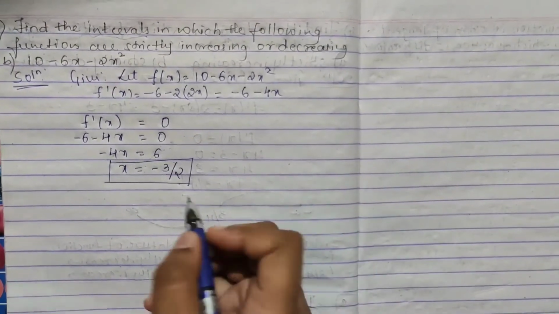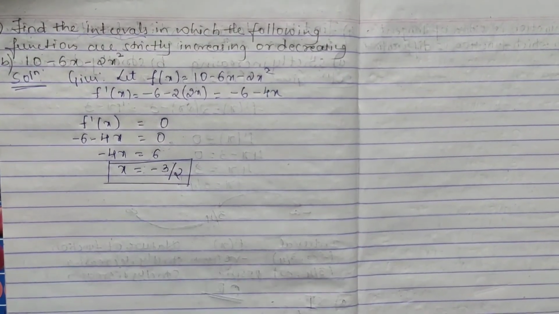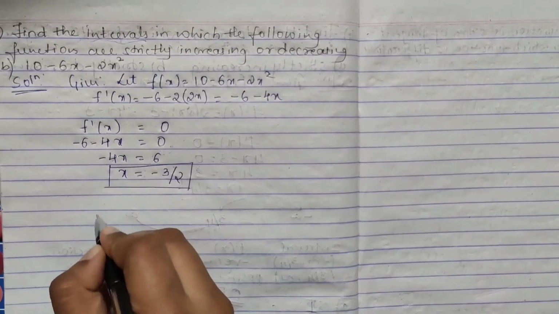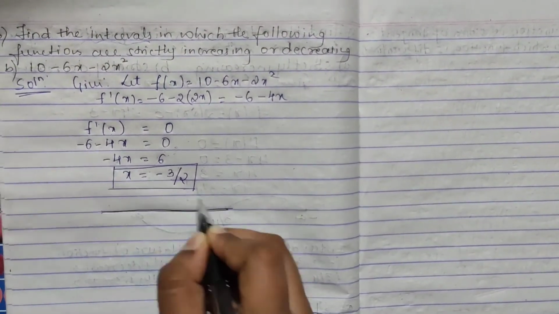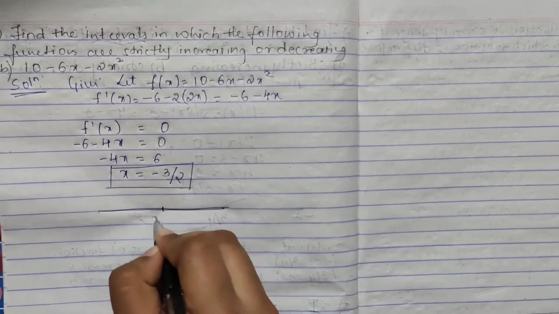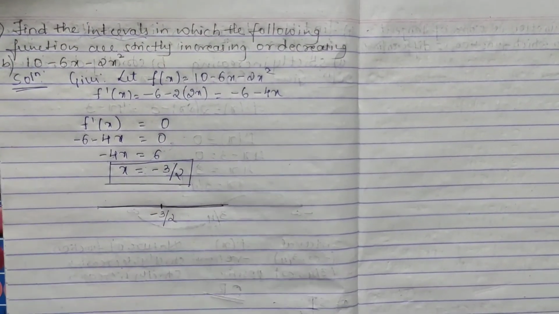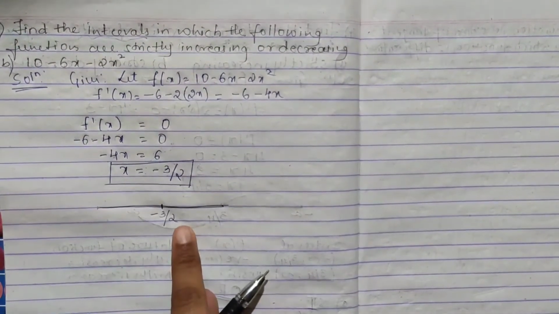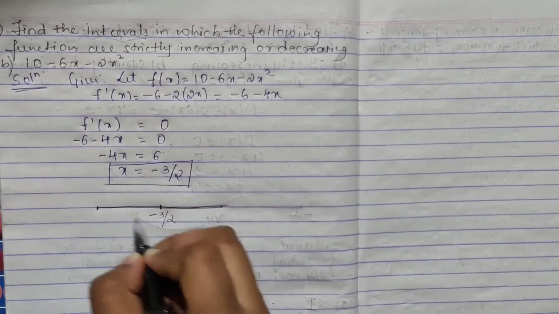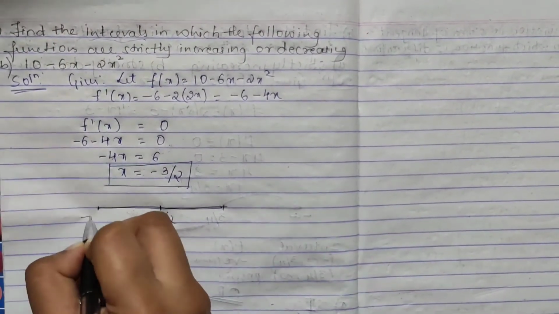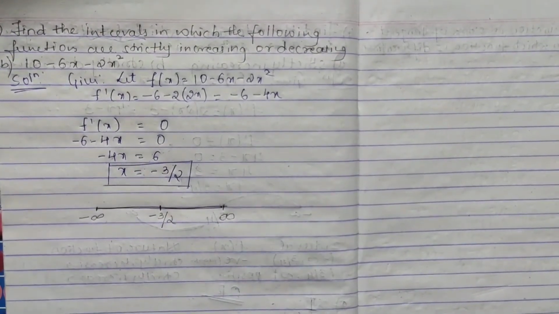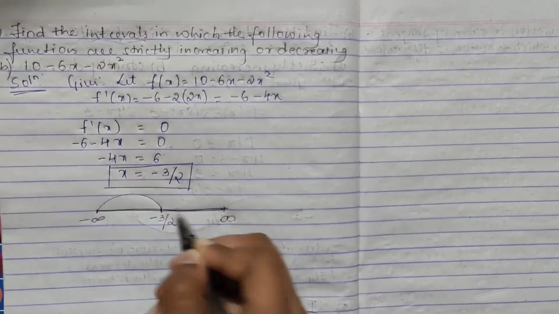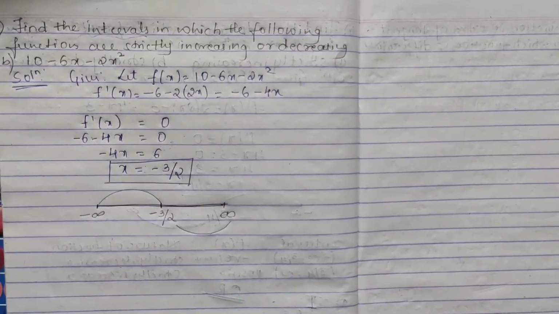Now what is interval? Shall I do the number line? I will draw here. So this is the number line, and the point which you have got is minus 3 by 2. As I have said, you have got one point, you have to find the interval. Where up to where it is we don't know, so we take the negative side up to minus infinity, positive side up to plus infinity. So you have got one interval and another interval.